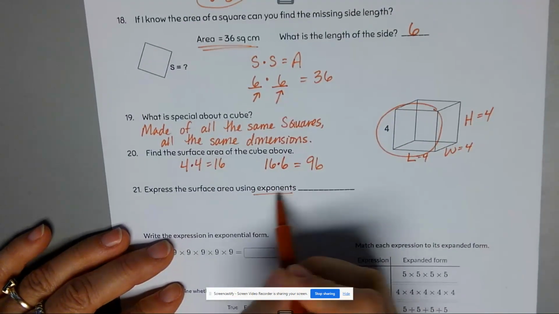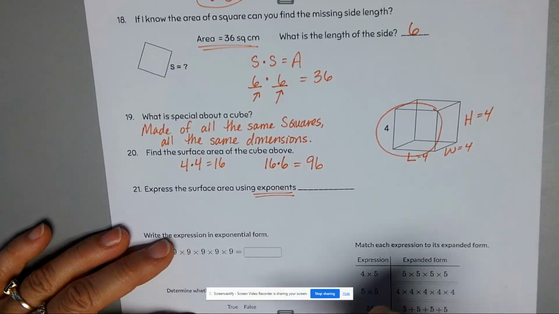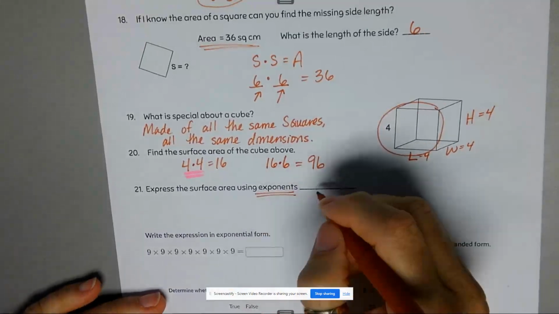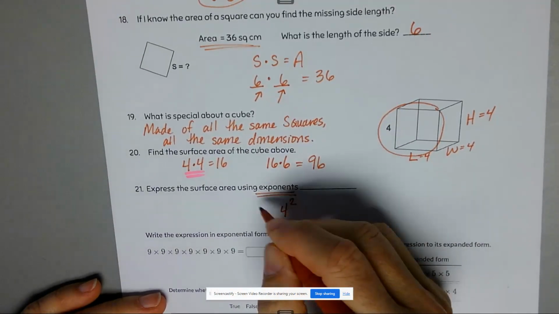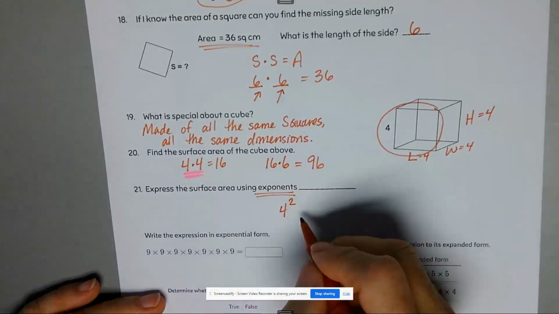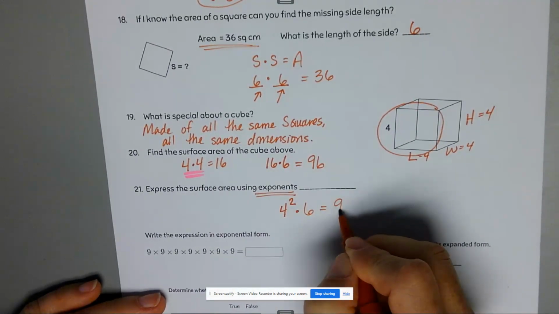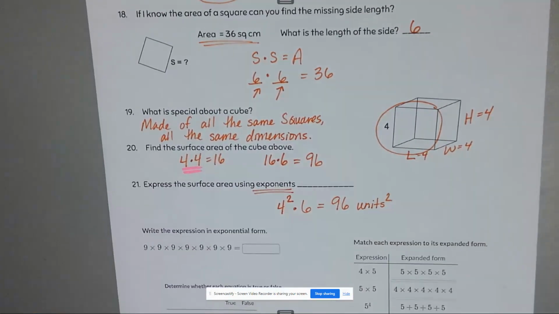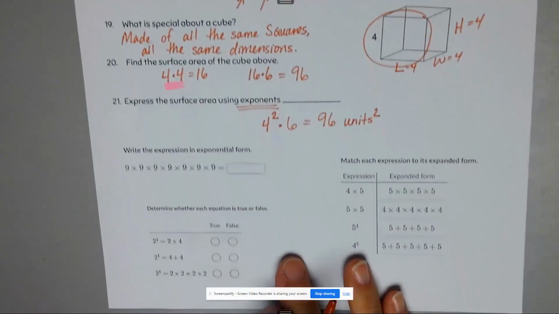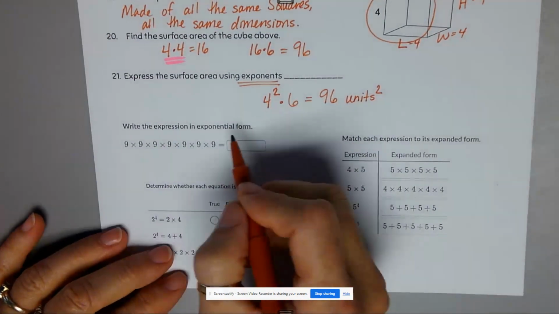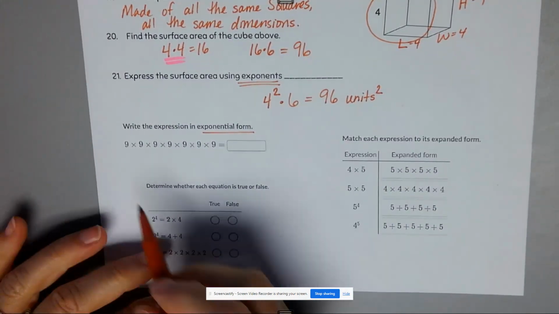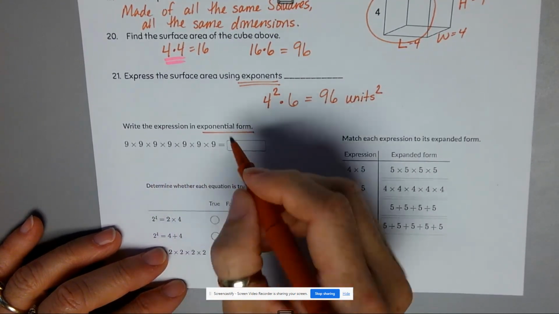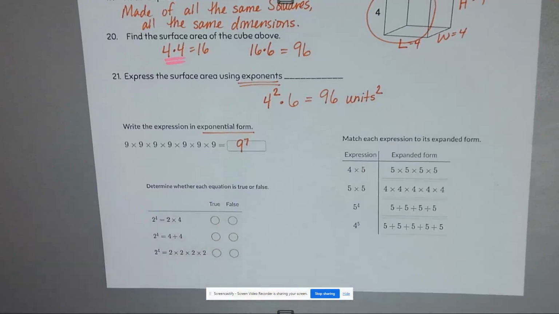How would I do that using exponents? Well, remember, exponents are showing repeated multiplication. So this right here is my repeated multiplication. So I would have 4 to the second power, because there's 2 4s, and then I'm multiplying it times 6. So that equals 96 units squared, because it's still area. All right, a little bit of review on exponents. Exponent form, you want to know how many times this number is being multiplied by itself. 1, 2, 3, 4, 5, 6, 7, 9 to the 7th power.